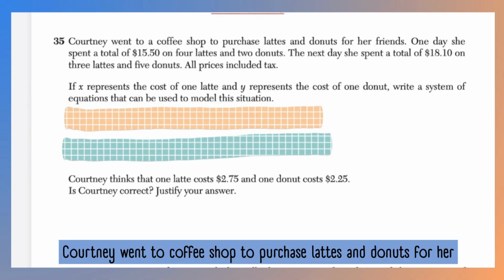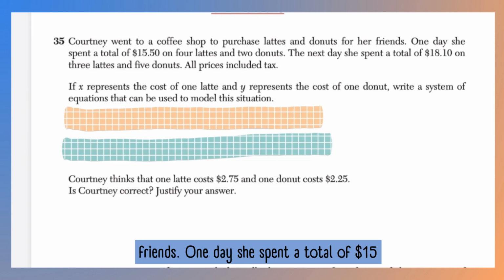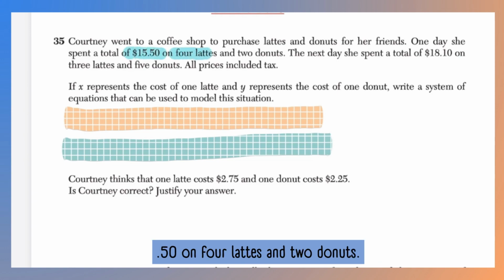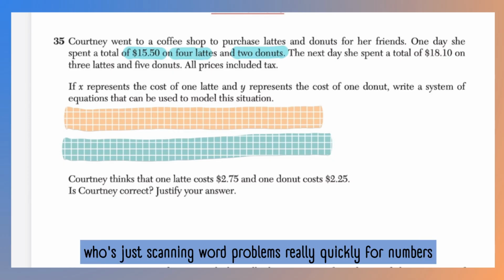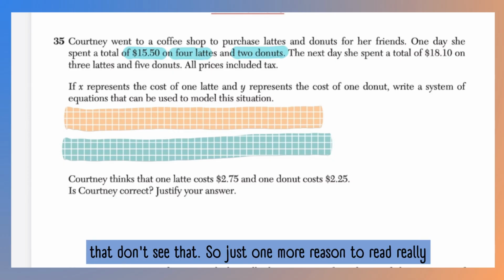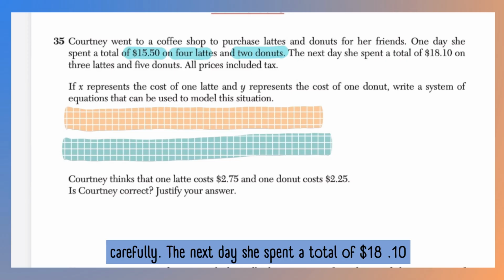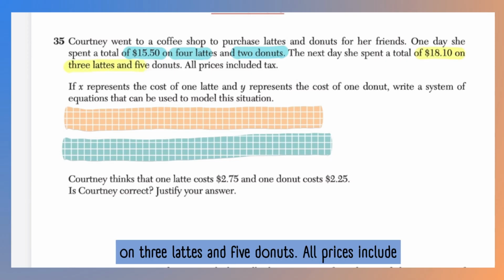Courtney went to a coffee shop to purchase lattes and donuts for her friends. One day she spent a total of $15.50 on 4 lattes and 2 donuts. I almost feel like they purposefully wrote out the 4 and the 2 so that if you're someone who's just scanning word problems really quickly for numbers, that you don't see that. So just one more reason to read really carefully. The next day, she spent a total of $18.10 on 3 lattes and 5 donuts.